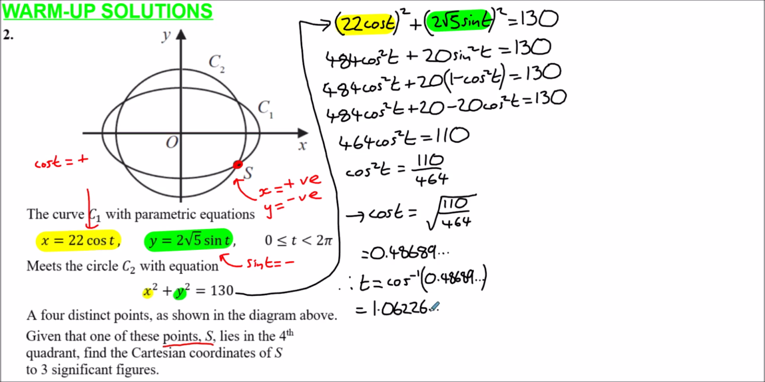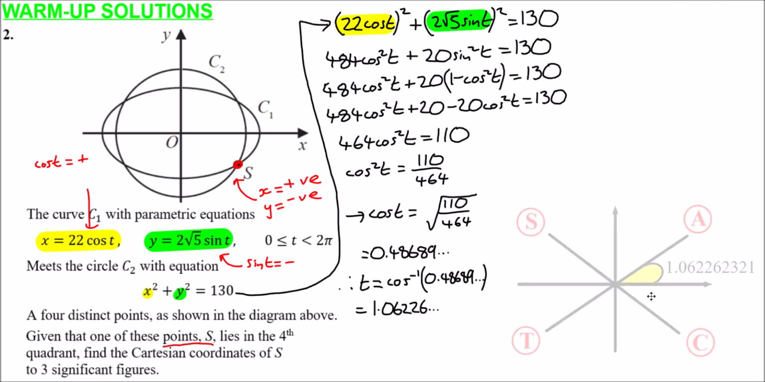So that's what t is. However, I want sine t to be negative. So at this point, it might be worth reminding ourselves of the good old CAST diagram. So here's one I made earlier.